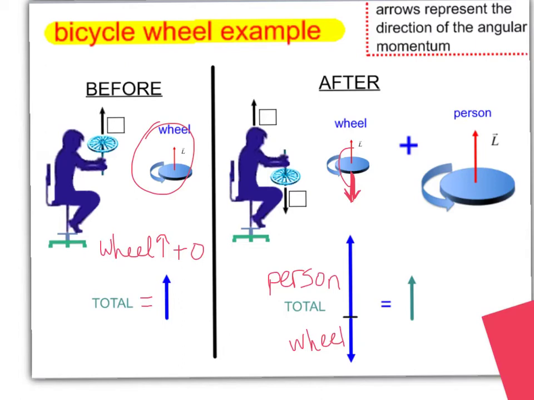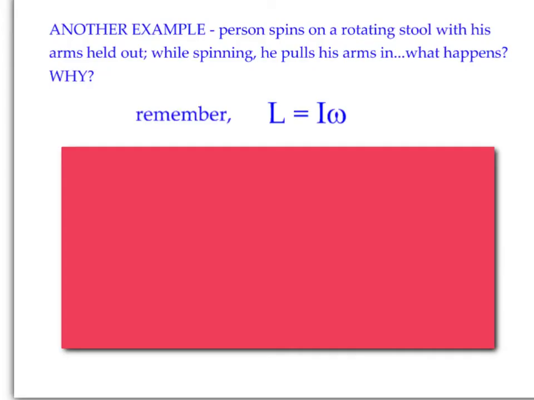So the person's arrow going up, subtract off the wheel's arrow going down, you should get the same total that you had before you flipped the wheel. Okay. So the person has to spin to make up the difference so that you get the same before and after picture. That's all I care about you knowing. You don't have to draw it on your test. Okay. We observe angular momentum in a different way.